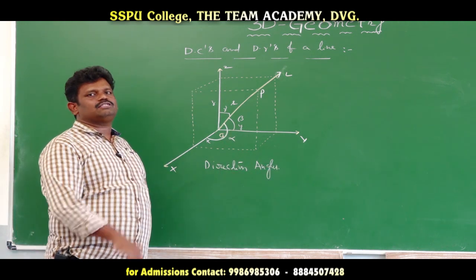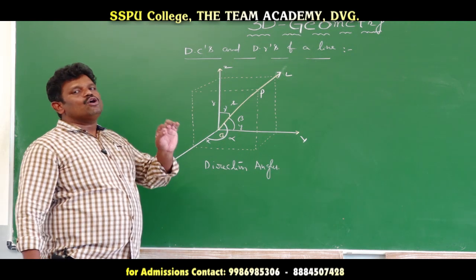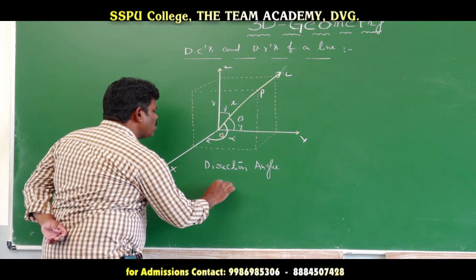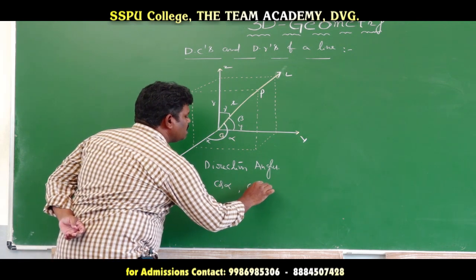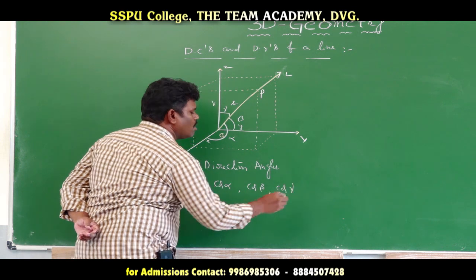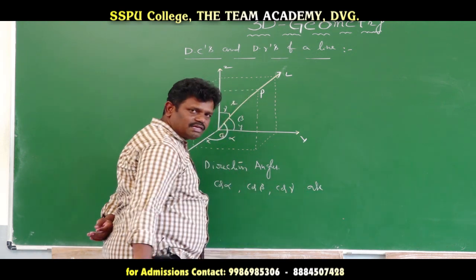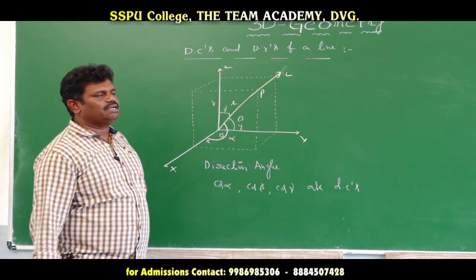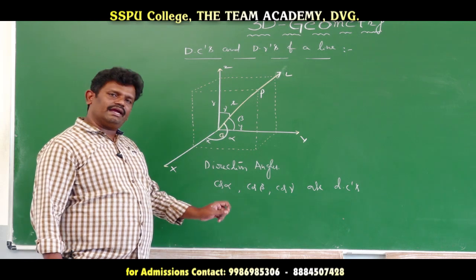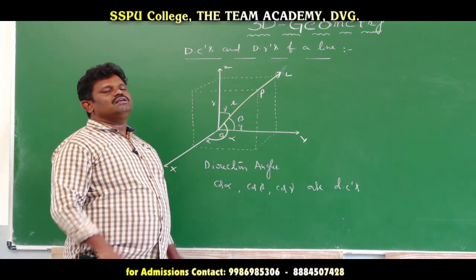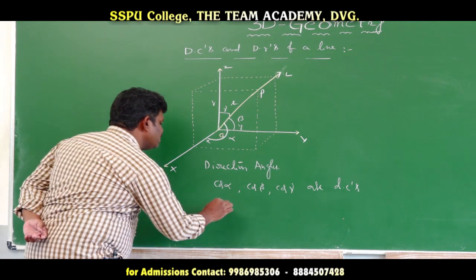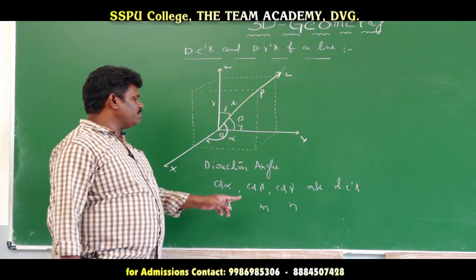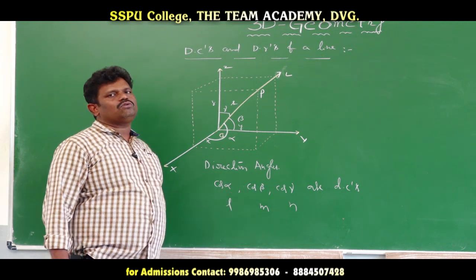Now we take these angles in terms of the cosine function. Then cos alpha, cos beta, cos gamma are said to be the direction cosines of a directed line. These direction cosines are simply denoted by the letters l, m, n. So l is equal to cos alpha, m is equal to cos beta, n is equal to cos gamma.